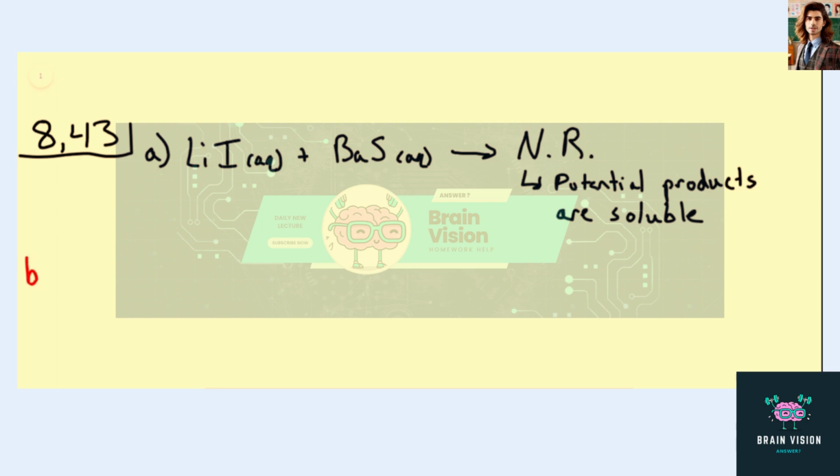So we can move to part B, where we're given potassium chloride and calcium sulfide. So again, we want to switch around the ions, and we see calcium chloride we know is soluble. Potassium sulfide is soluble because potassium is always soluble. So there's going to be no reaction here, and the reason is the same. Any of the potential products, when we mix and match the ions, would all be soluble.